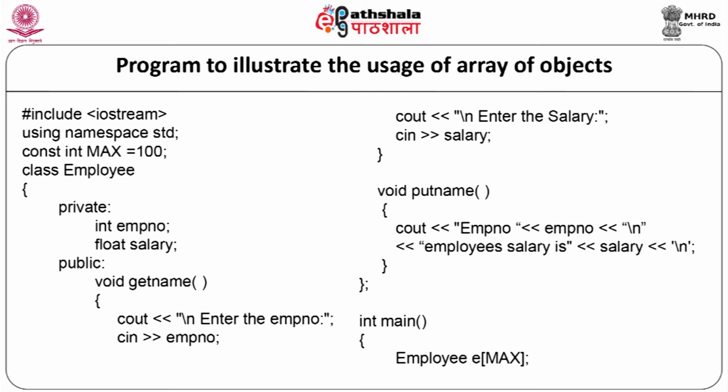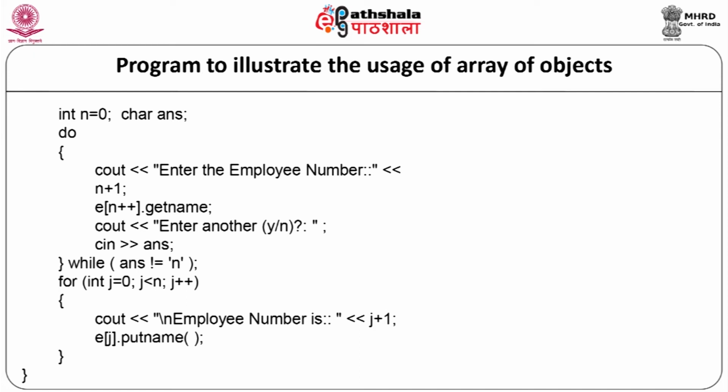Now, to display the values back on the screen, we will have a member function void putname: cout employee number, employee number, salary, salary, and the function will end. Now, we will start with the main function, int main, Employee e[MAX] and int n = 0. Here the array of objects is declared as e[MAX], where e is an object of class Employee and a total of 100 employees has been declared. So, here the array of 100 objects of the Employee class is declared.